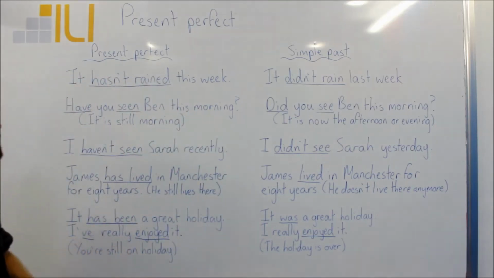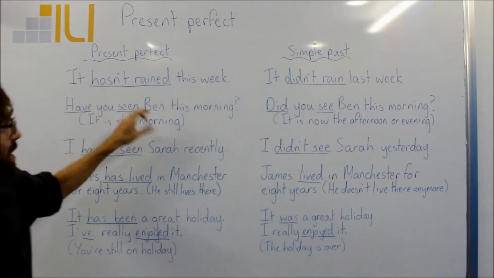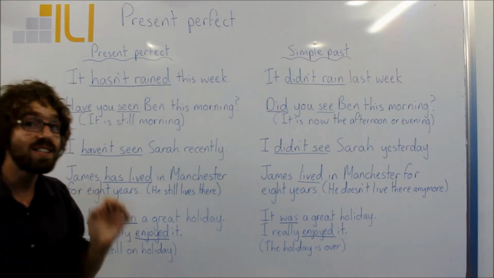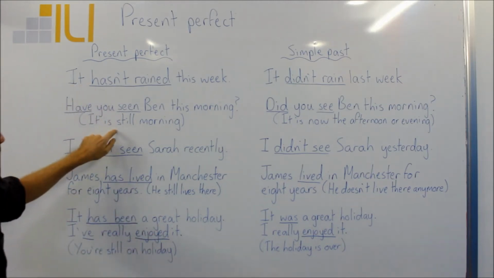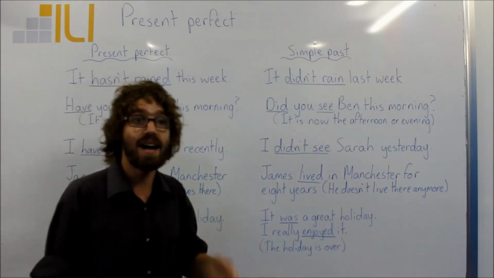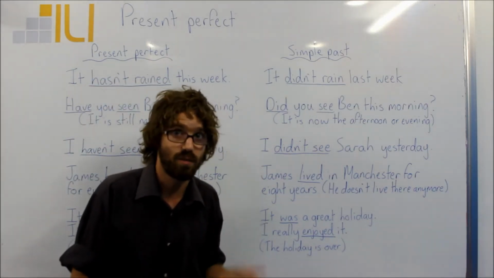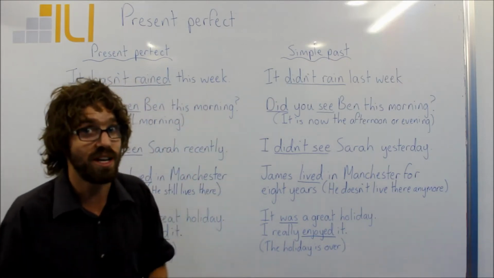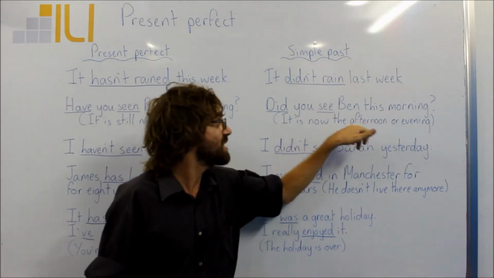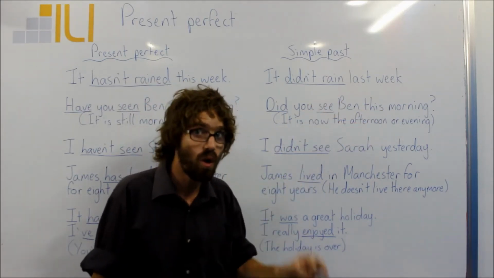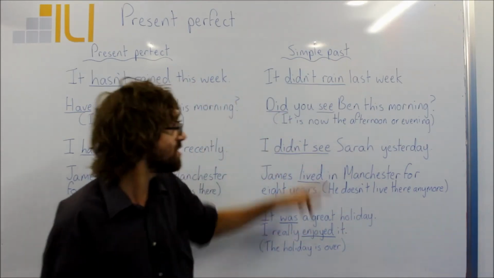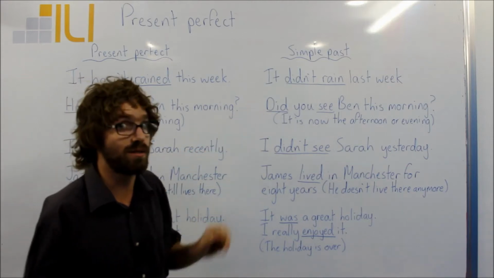So, another one. Have you seen Ben this morning? Now, we would ask this question if it is still the morning. So, it's still the morning now. Have you seen Ben this morning? Because it is still morning. In this case, did you see Ben this morning means it is now the afternoon or the evening. So the morning has finished, so we would use a simple past question.